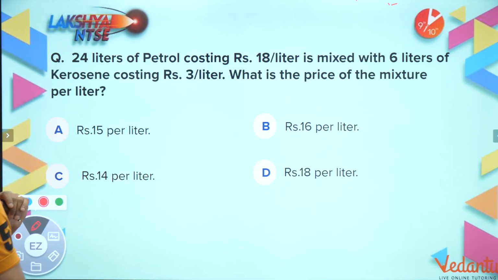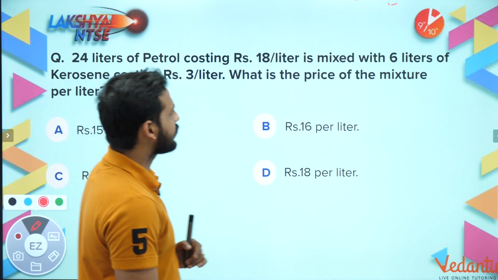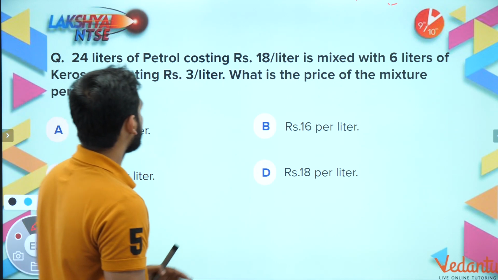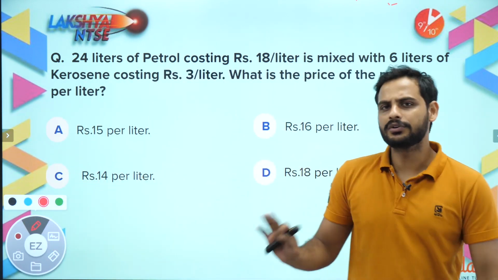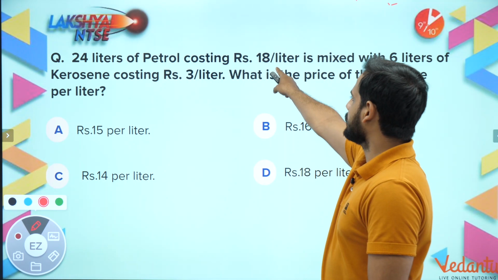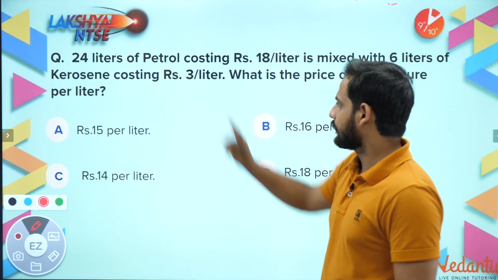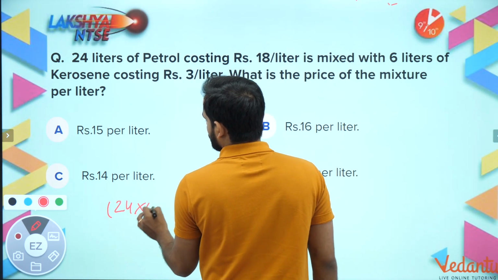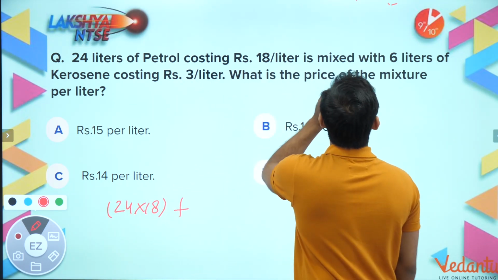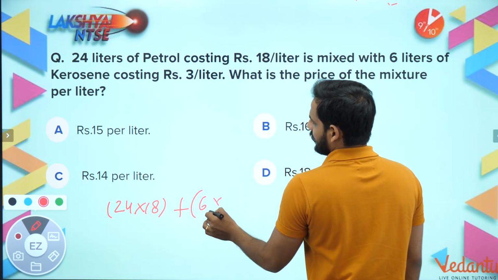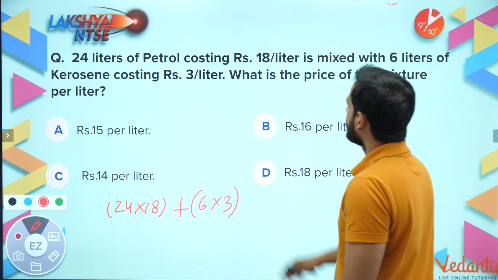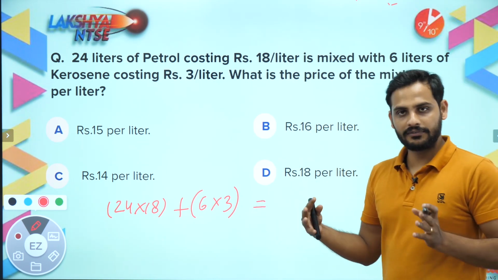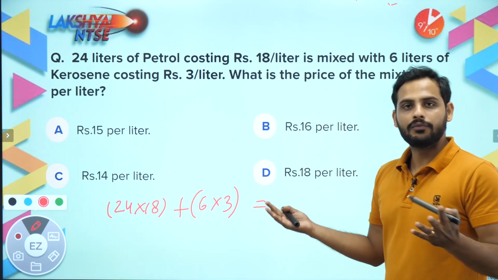24 liters of petrol costing rupees 18 per liter is mixed with 6 liters of kerosene costing rupees 3 per liter. What is the price of the mixture per liter? Now it's very easy. Sir, at the initiation the cost is 24 liters at 18 each, plus 6 liters of kerosene at 3 rupees per liter. Now what is the price of the mixture per liter? So if I mix it, what should be the price per liter?